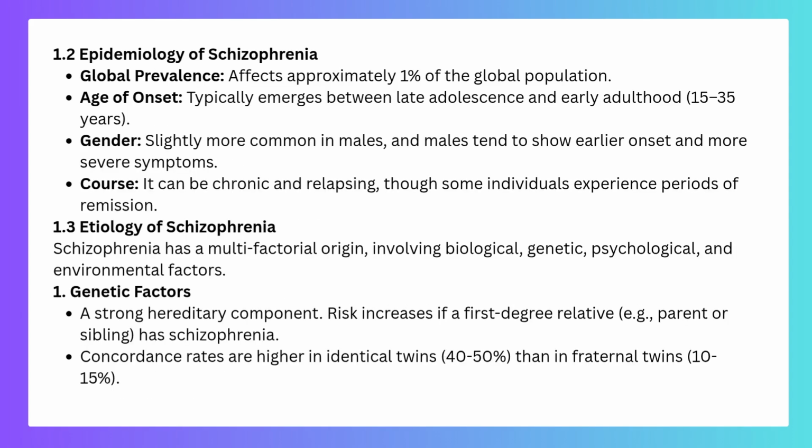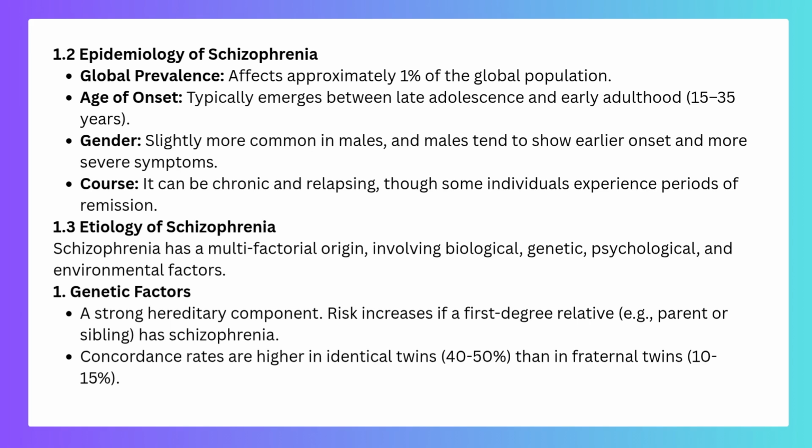1.2 Epidemiology of schizophrenia. Global prevalence: affects approximately 1% of the global population. Age of onset: typically emerges between late adolescence and early adulthood, 15 to 35 years. Gender: slightly more common in males, and males tend to show earlier onset and more severe symptoms. Course: it can be chronic and relapsing, though some individuals experience periods of remission. 1.3 Etiology of schizophrenia. Schizophrenia has a multifactorial origin, involving biological, genetic, psychological, and environmental factors.